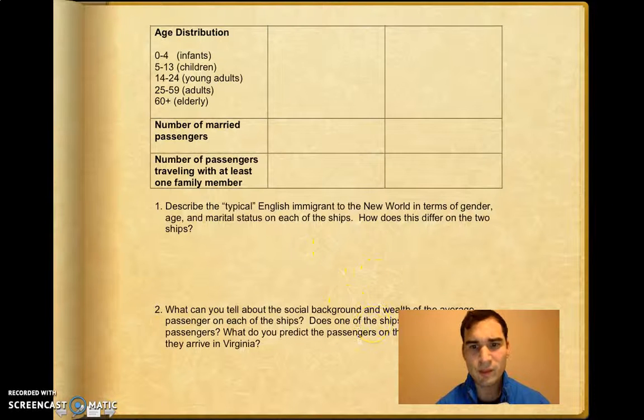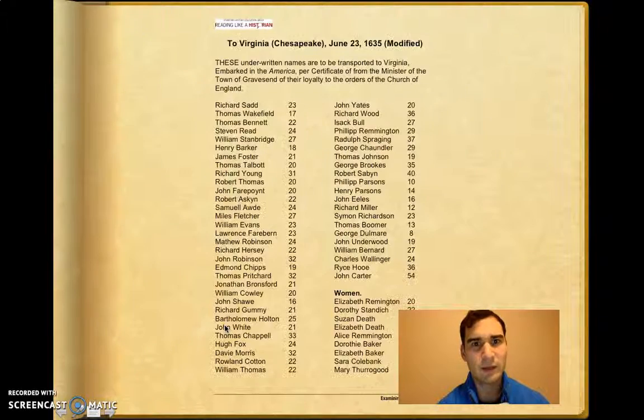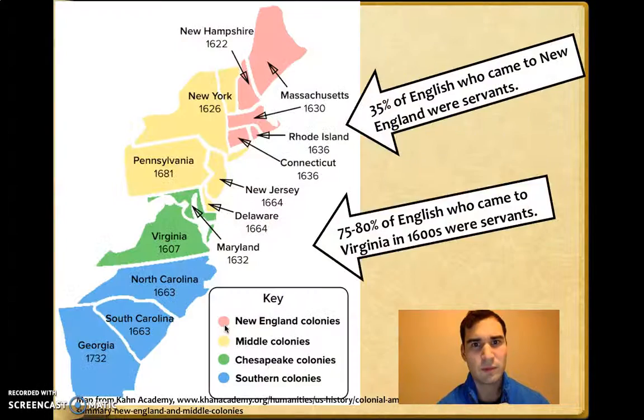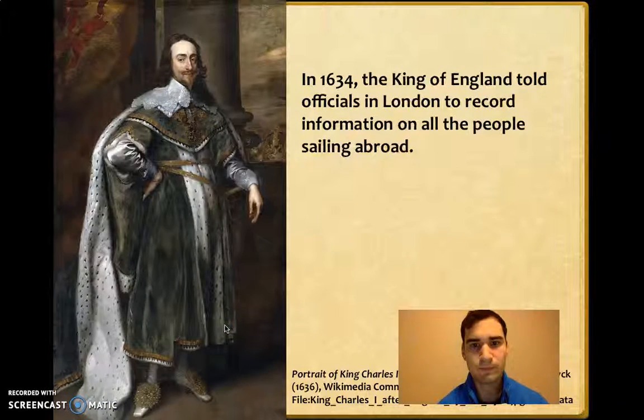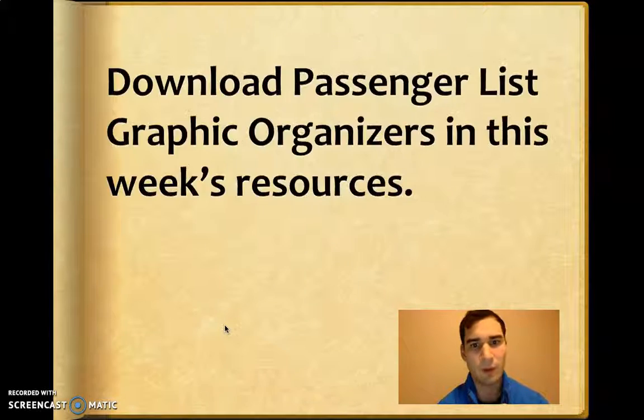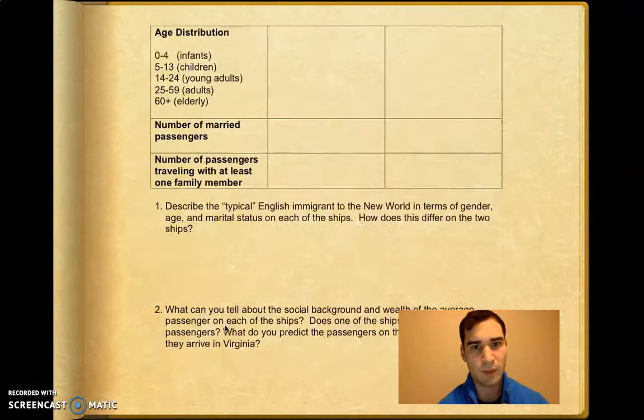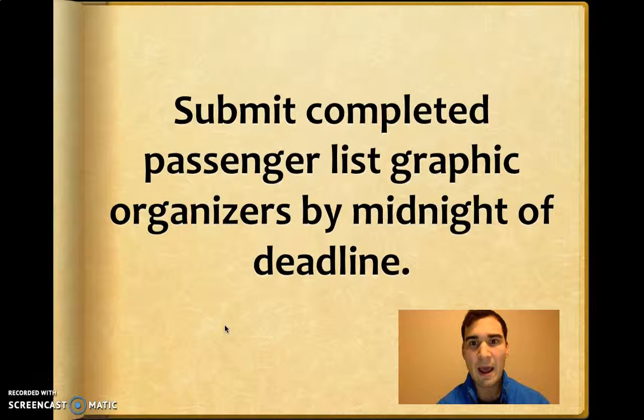And what do you predict they're going to do when they arrive in Virginia? So also you can go back and look at the information provided in this part. I will include the PowerPoint to download and use. Use all that information in answering the questions. After you've completed these, please submit the completed passenger list graphic organizer by midnight of the deadline.